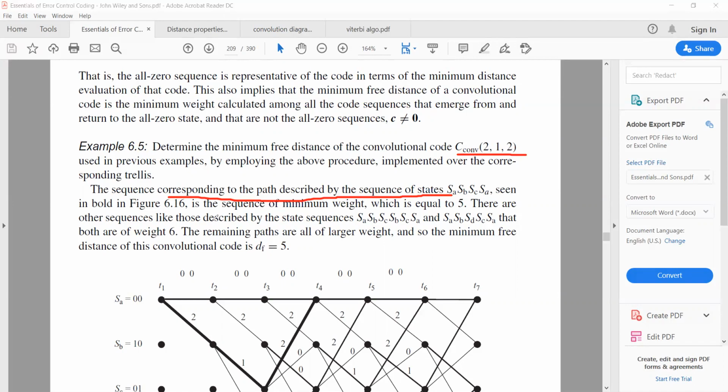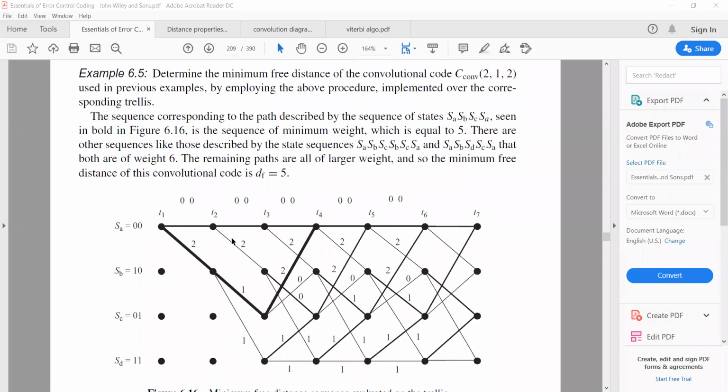So from the diagram, you can see that from SA, that means this point, right? SA, SB, SC, because this is corresponding to the C. So this is SC, and again back to SA. So this is one path. Okay. Now the other path is SA, SB, SA.